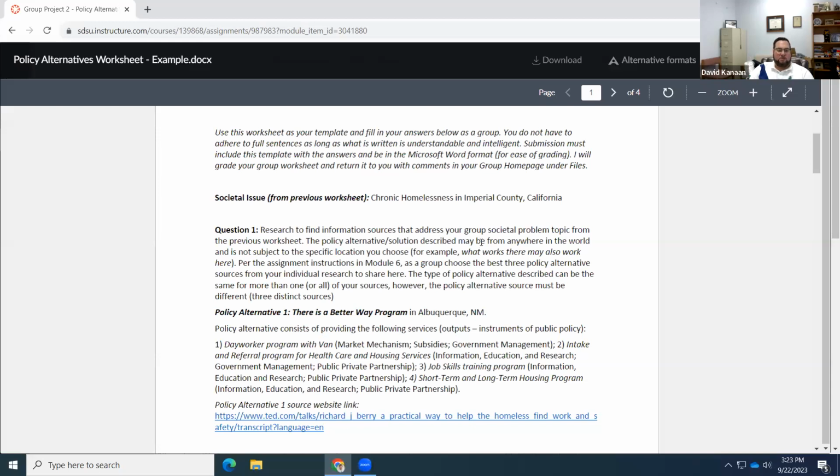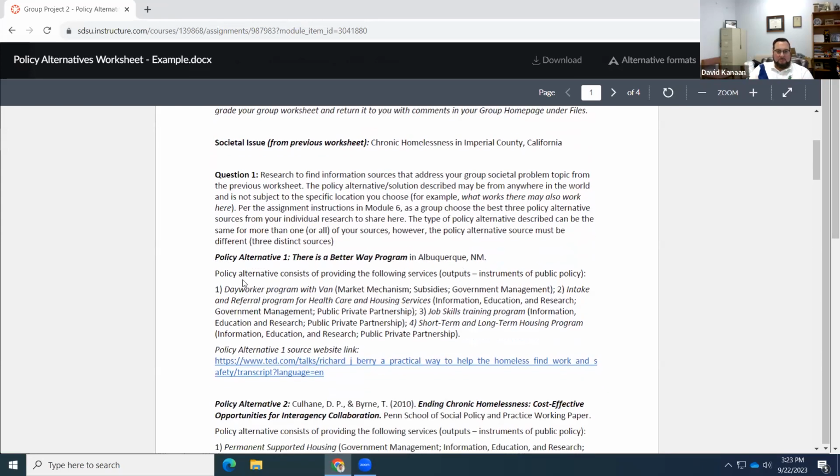So in this case, we have 3 different policy alternatives that are mentioned. And when we say policy alternative, it just means one policy that's considered to be used for the societal issue. So for this example, first is the There Is a Better Way program, and I'm using the TED Talk that we all saw. And so I'm just briefly describing that policy alternative and saying, what are the components? The components are outputs. They're the services. And put the instrument of public policy after it.